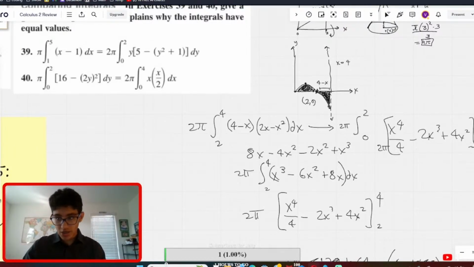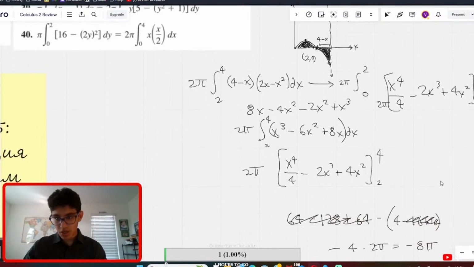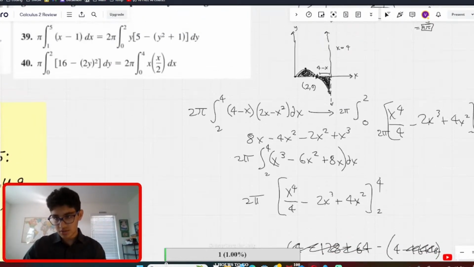Now, we already evaluated this at 2, remember? And that gave us 4, but we subtracted it off. With 0, it's obviously going to stay 0. When you put in 2 again, you're just going to get 4, right? 4 times 2 pi, 8 pi. So it's 8 pi minus 8 pi, which is 0. So when you rotate this about it, the volume is 0, if you're taking into account the different signs.